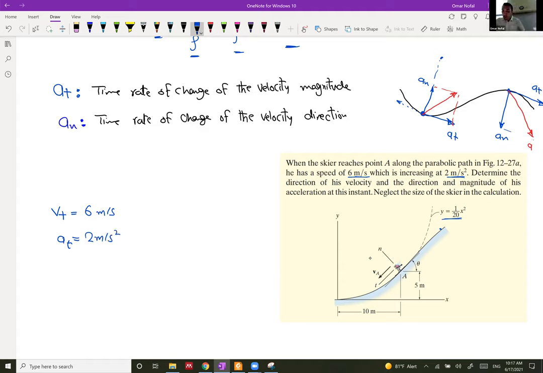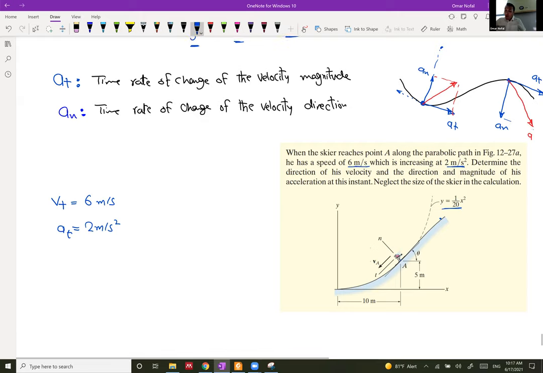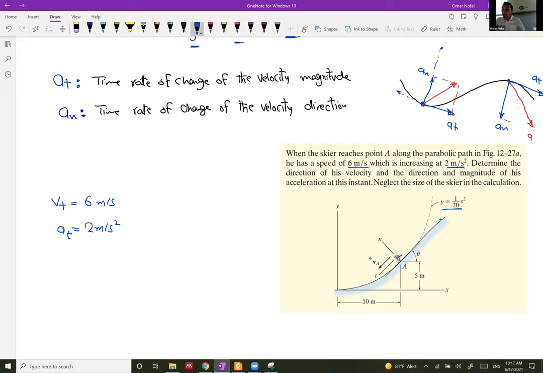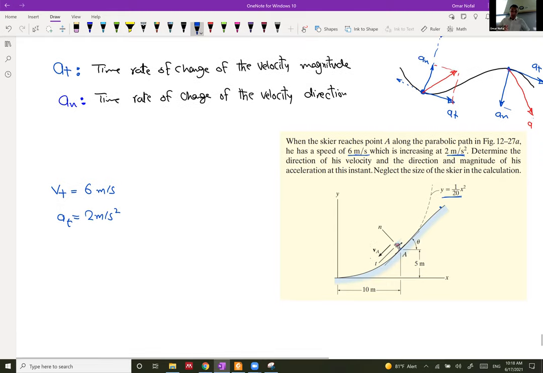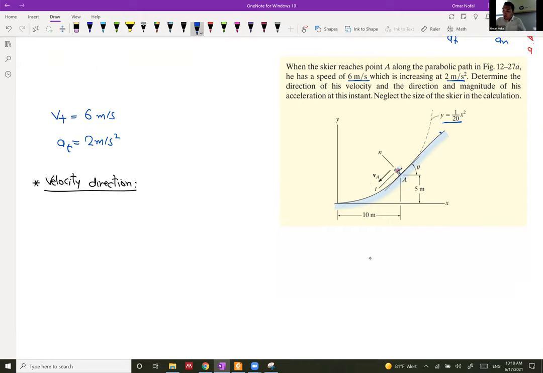So we know the tangent velocity and we know the tangent acceleration. He's asking to determine the direction of his velocity and the direction and magnitude of his acceleration. So let's get number one, the direction of the velocity. Let's draw it here. I have the equation of this curve, and I know that the V is always tangent to this curve. So if y is equal to 1 over 20 x squared, the tangent is in the same direction as the velocity. So I can get dy dx, which is the slope at this point, which is then the same direction as the velocity.